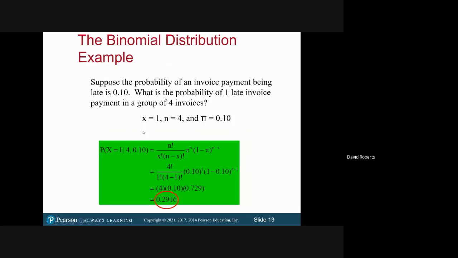So here's again just another calculation. Probability there will be 1 late invoice out of 4, and there's a 10% chance that the invoice will be late. And this means you get exactly 1. There's a 29.16% chance that you get exactly 1 late invoice in 4.